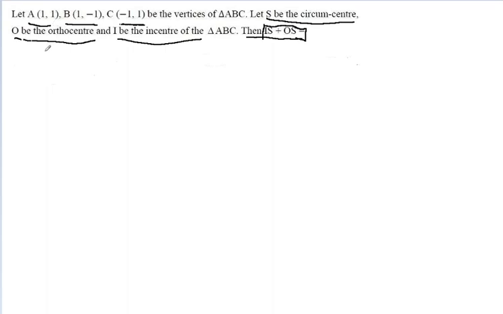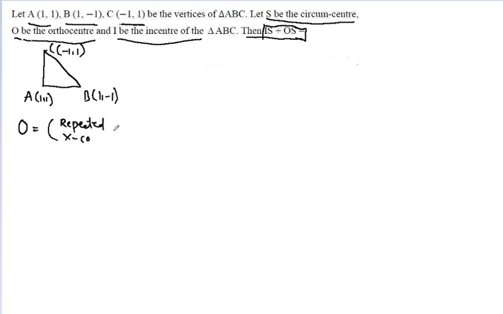Here the triangle is given: A (1, 1), B (1, minus 1) and C (minus 1, 1). First we find the orthocenter. The vertices form a right angle triangle, so the orthocenter is the repeated x coordinate comma repeated y coordinate. The repeated x coordinate is 1 and the repeated y coordinate is 1. So (1, 1) is the orthocenter of the triangle.